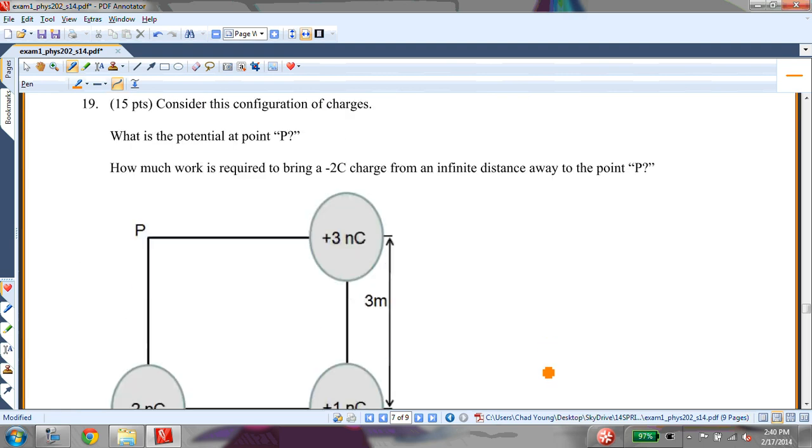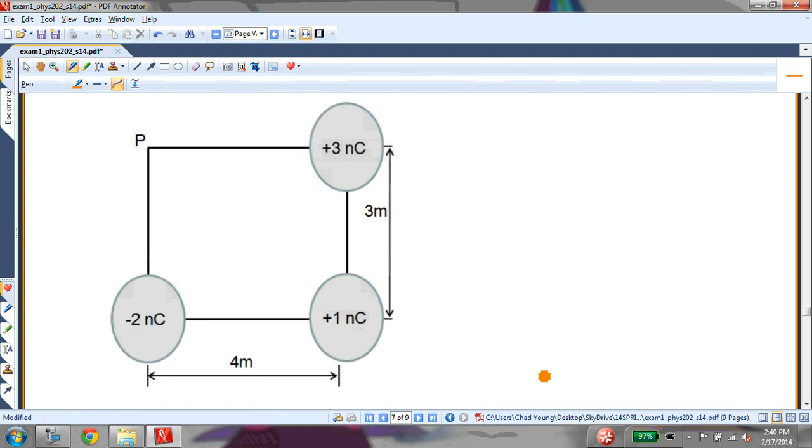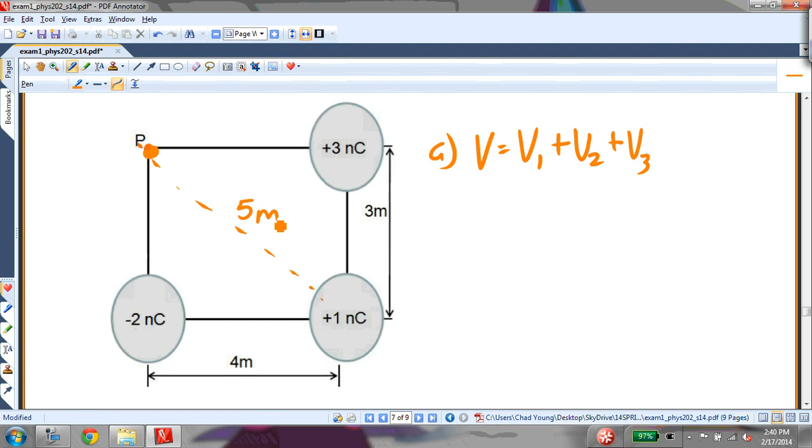So all right, here, I want to consider this configuration of charges. What is the potential at point P? To find the potential of a collection of charges, I just add up the potentials of the individual charges. So V1 plus V2 plus V3, add those all up. I'll need to know this distance, but we've had this triangle before, so I know that distance is 5 meters. It's a special 3, 4, 5 triangle.